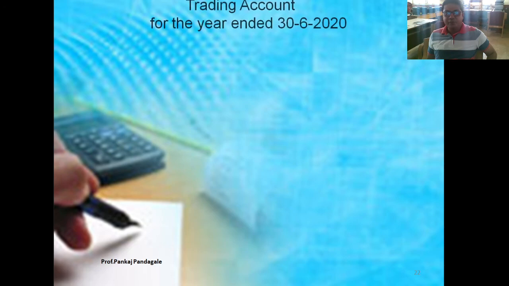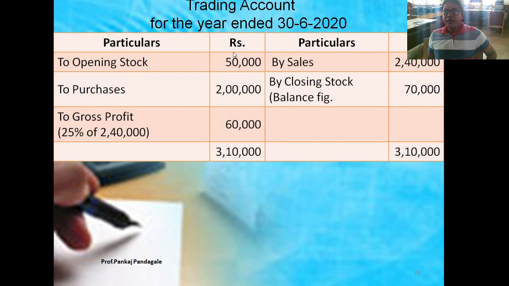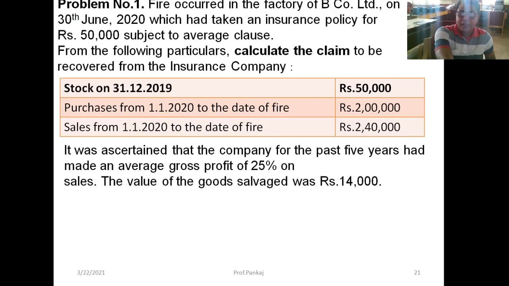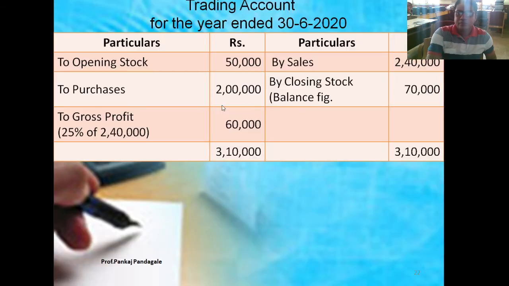We have to first prepare the memorandum trading account. How will we prepare it? It is up to the date of fire. First of all, we write the opening stock 50,000, purchases 2 lakhs, sales value 2,40,000, and the gross profit we have to find out at 25% on sales. On the sales value of 2,40,000, 25% is ₹60,000. Then we have to close the balances. What balancing figure comes? It is the stock on the date of fire, that is 70,000.